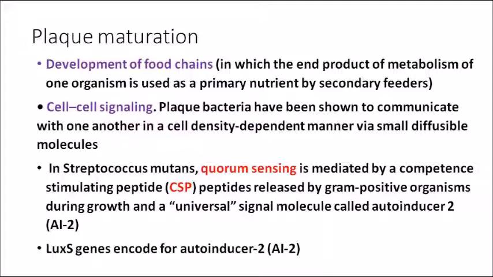After this, we have to go and see about plaque maturation. We already said during plaque maturation there is a development of a food chain, wherein the end product of metabolism of one organism is used as a nutrient by another organism. We also have cell-to-cell signaling. Plaque bacteria communicate with each other in a cell density dependent manner. Cell density dependent manner means when there are more cellular communication molecules, there is a stronger communication.